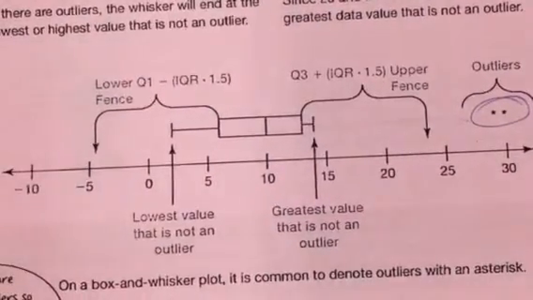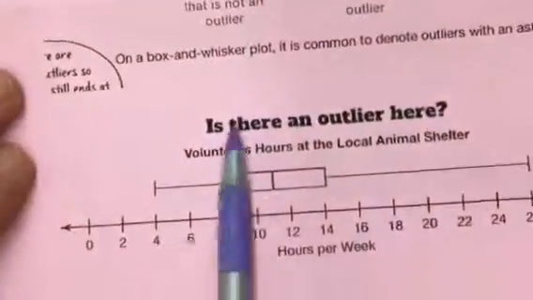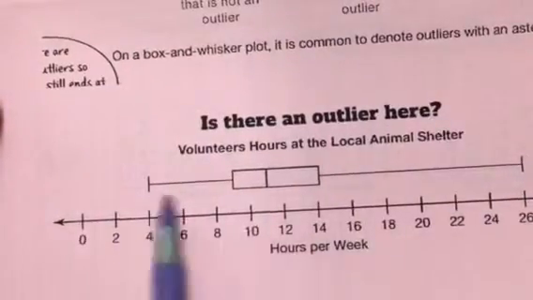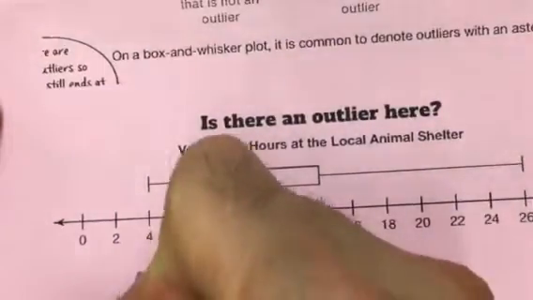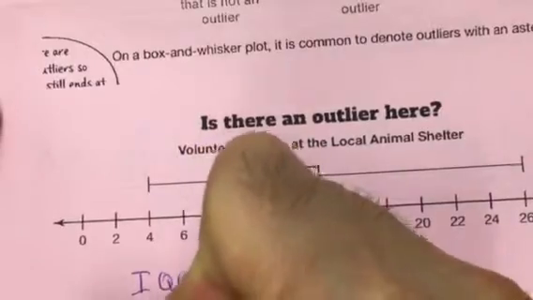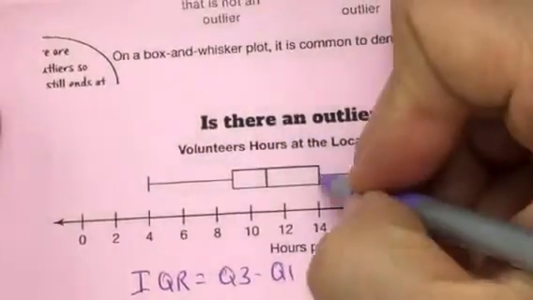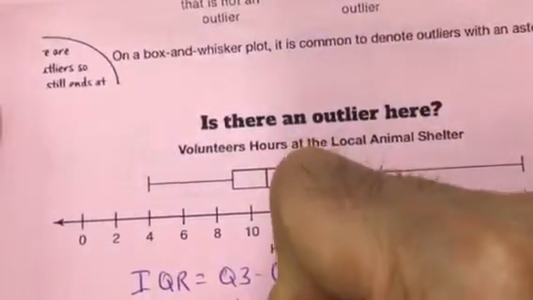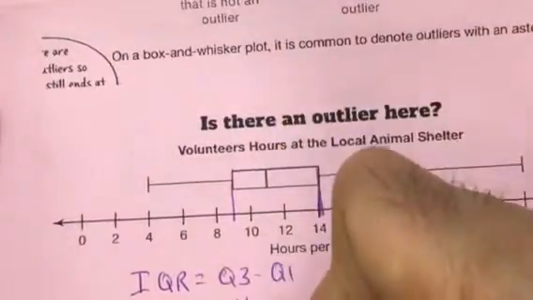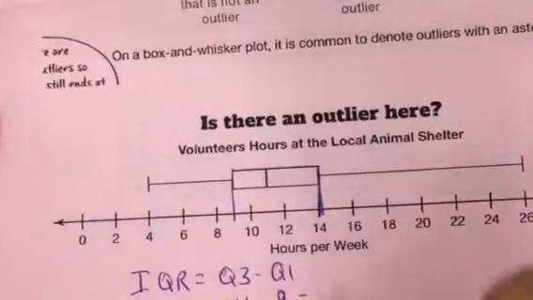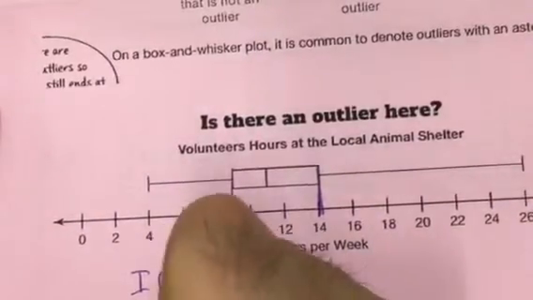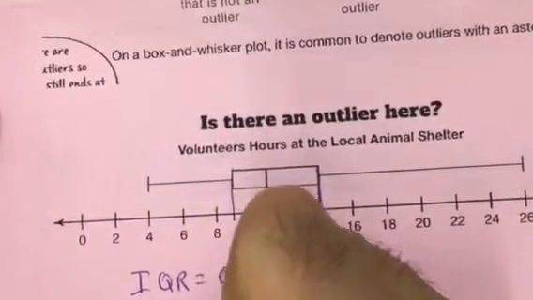Okay, let's test this out and see, is there an outlier in this data? First thing, IQR equals Q3 minus Q1. Q3 is right here, 14. Q1 is 9. 14 minus 9 is 5. The IQR equals 5.